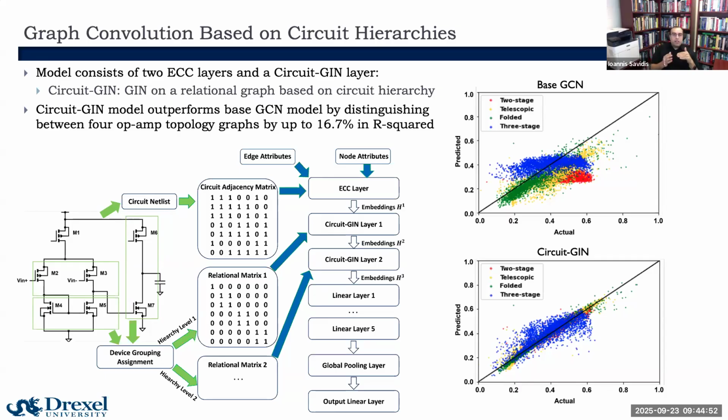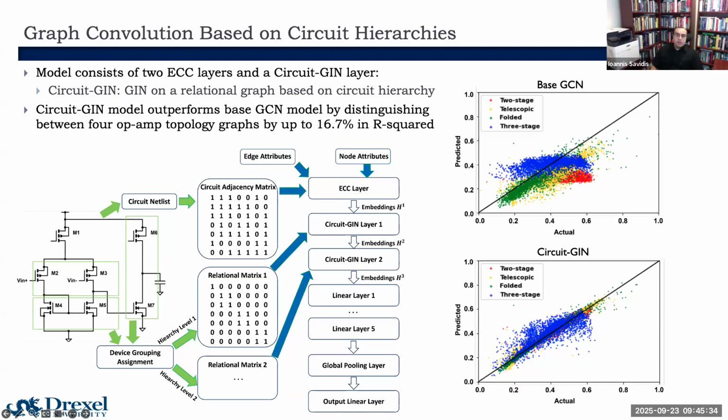And we see from the flow that once a circuit netlist is provided, we formulate the circuit adjacency matrix as usual to represent the circuit topology. Other than that, we also formulate the relational graphs that encode if two transistors are in a group or in the same hierarchy, and if they are connected in a relational graph. And by feeding these relational matrices to a larger model structure, we can actually have different layers learn from different perspectives of the graph structured data.